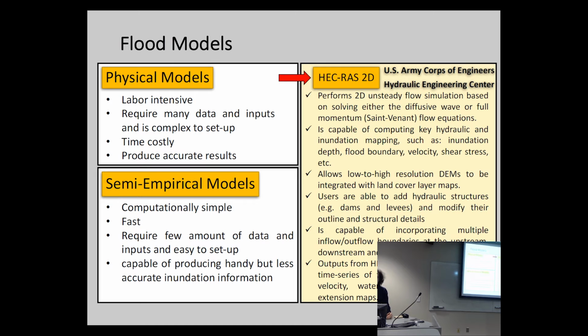Users are also able to add hydraulic structures like dams, levees, culverts, and modify their outline and structural details. This is also capable of incorporating multiple inflow-outflow boundaries at the upstream and downstream, or even within the computational area. Outputs from HEC-RAS 2D are high-resolution time series of flood hydraulics, like depth and velocity, at all user-defined cross-sections.